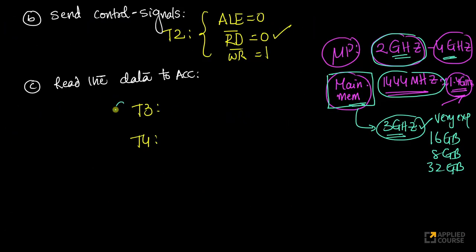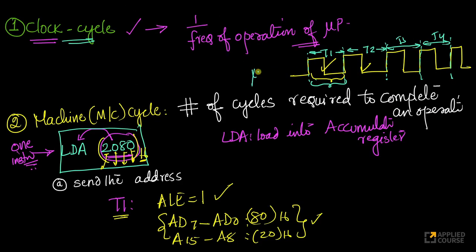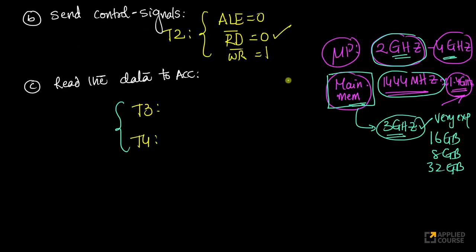So it might take 2 clock cycles. Again, this T1, T2, all these clock cycles are microprocessor clock cycles that we're talking about. So let's assume that my main memory is working at half the speed of my microprocessor. Let's assume my main memory is working at 1.4 gigahertz and my microprocessor is working at 2.8 gigahertz, which means my microprocessor is operating at double the speed of my main memory.